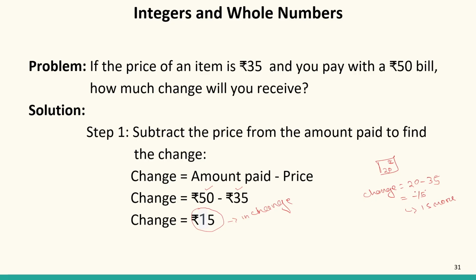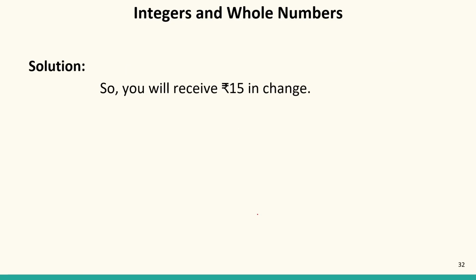In this way, if we are getting a negative value here, then we need to give that amount more, and if we are getting a positive value here, then that is what we will get in change. So you will receive 15 in change.